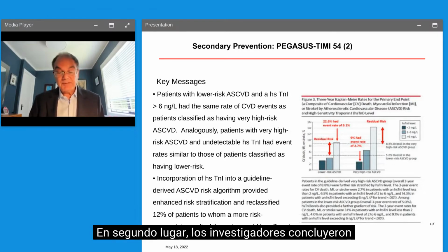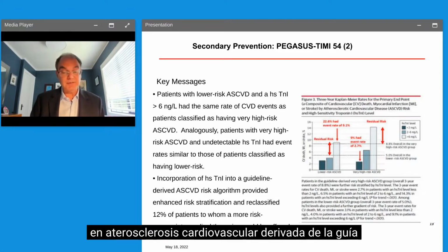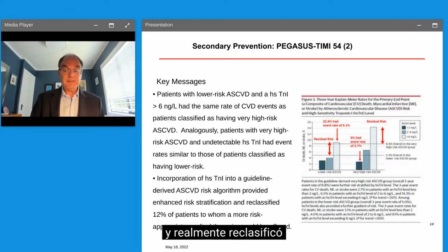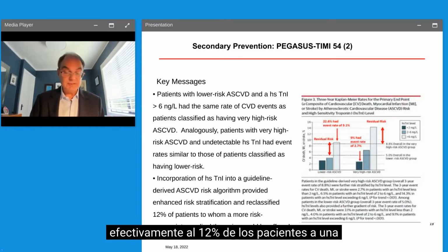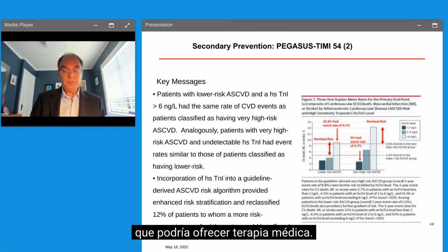Secondly, the investigators concluded that incorporation of high-sensitivity troponin I into guideline-derived atherosclerotic cardiovascular disease risk algorithms provided enhanced risk stratification and effectively reclassified 12% of the patients to a more appropriate category, to whom more risk-appropriate medical therapy could then be offered.